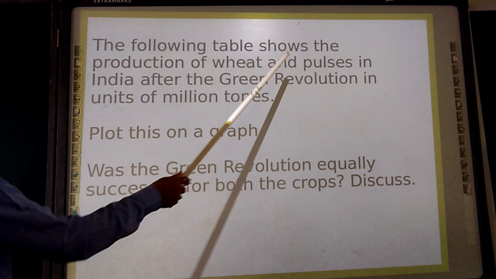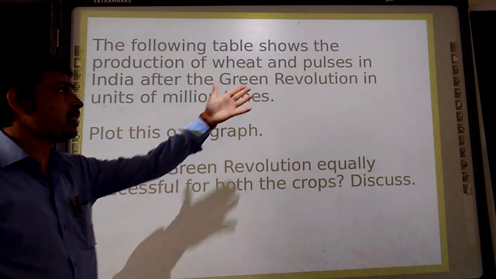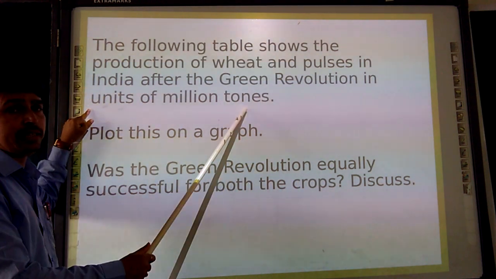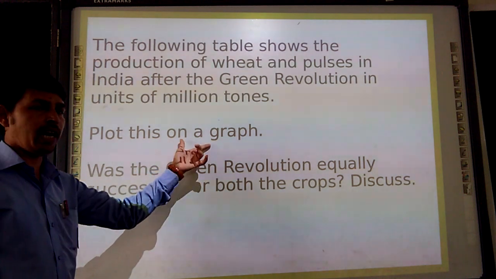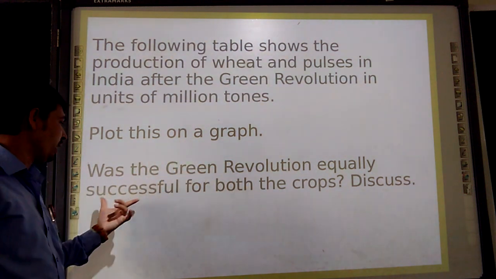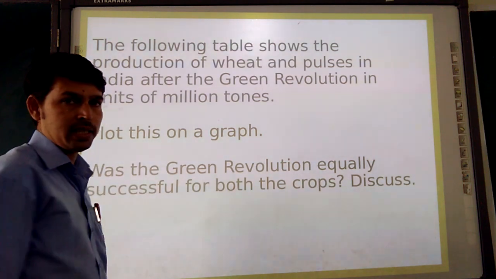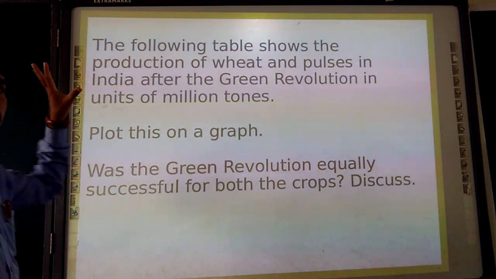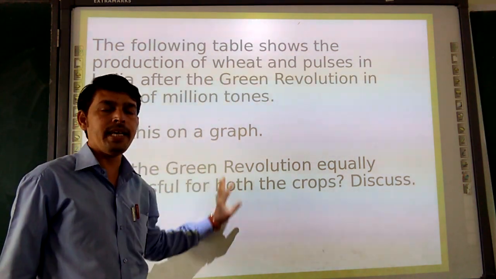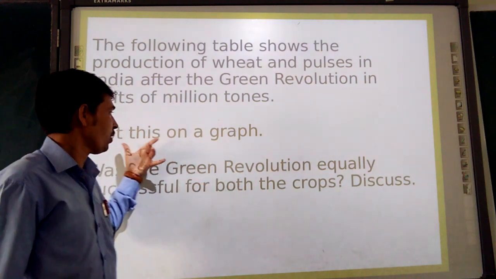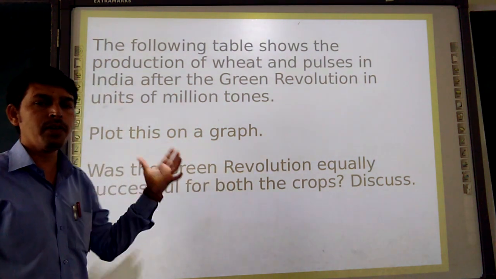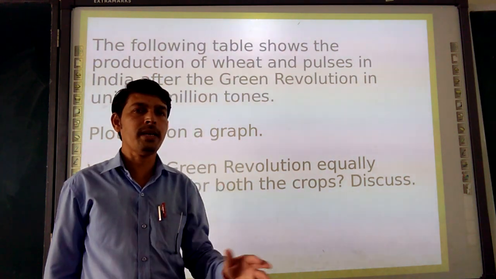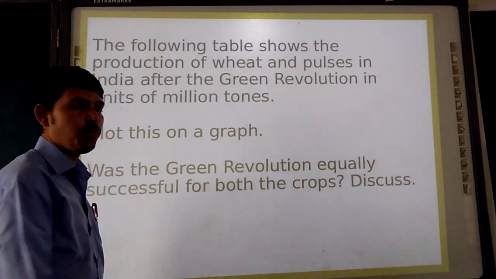The following table shows the production of wheat as well as pulses in India, after the Green Revolution, in units of million tons. Plot this on a graph. Was the Green Revolution equally successful for both the crops? Discuss. So we are going to see the answer after seeing the particular table. This table is already given in the textbook. You can go from there, you can plot a graph. But for your understanding, I am explaining it so you can plot it and understand whether it was equally successful or not.